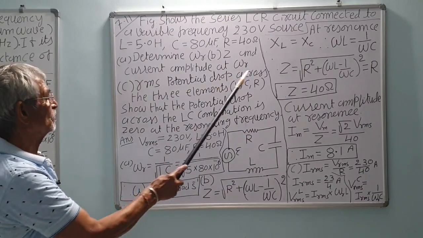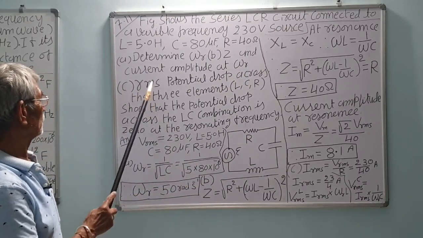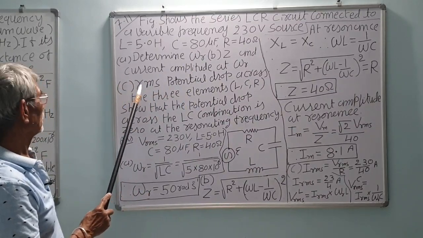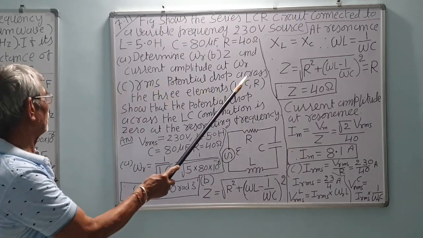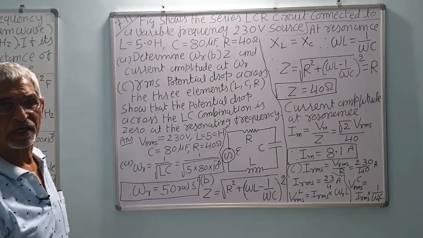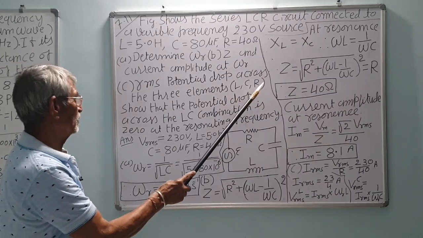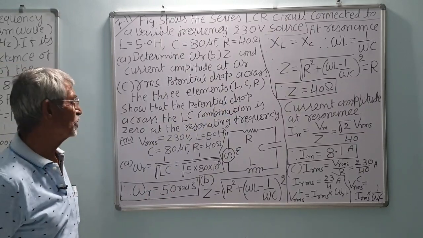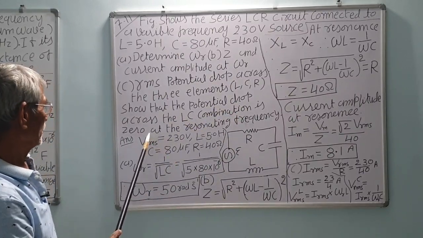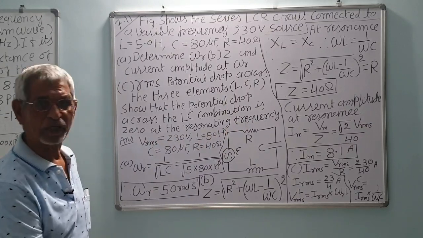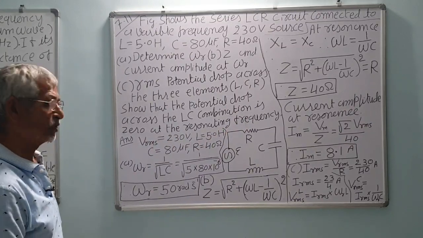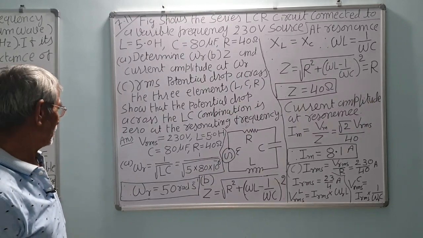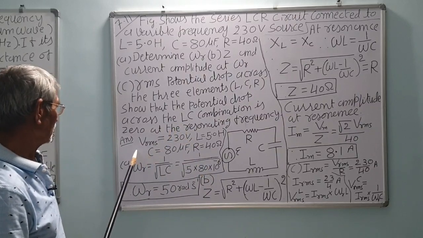I have written in short due to the shortage of space. So I leave it to you, or the question is already given in the book. Determine the RMS potential drop across the three elements, that is inductor, capacitor and the resistor. Show that the potential drop across the LC combination is 0 at the resonating frequency. We know that they are out of phase by 180 degrees, so the potentials VL and VC are in opposite directions.